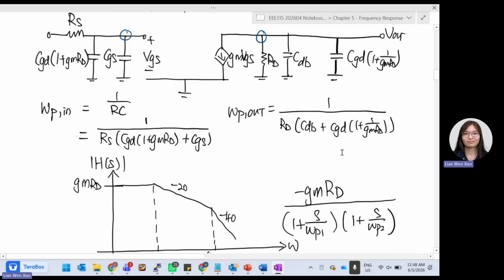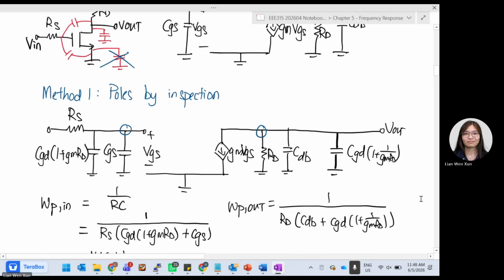So you can draw it out in this way already. Then we can check poles by inspection. The poles are very easy to notice. There are only two poles, one at the left, one at the right, one at input, one at output. So we can see directly. We see at the input side first.